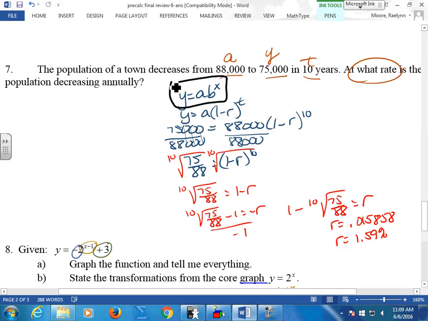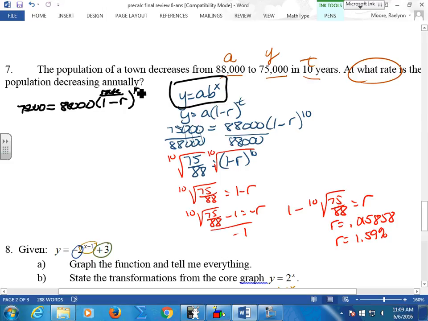This is what I started with: 88,000. I need to end up with 75,000. Here's my rate. My rate is decreasing. It didn't say half, right? It didn't say a quarter. But it gave me a percent. That's 1 minus my R. I don't know what my R is, over time. And how many years is this?